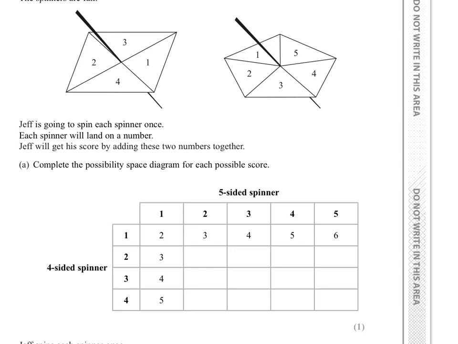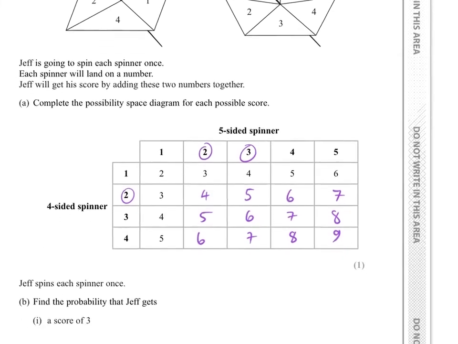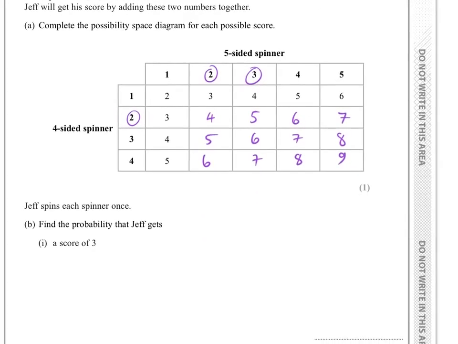Well, that's okay then, because we just add these numbers together. So we can get 2 and 2 is 4, 3 and 2 is 5, and so on. And then we can get on with the question. So that's 1 mark, a nice easy mark there. And then it says, Jeff spins each spinner once. Find the probability that Jeff gets a score of 3.